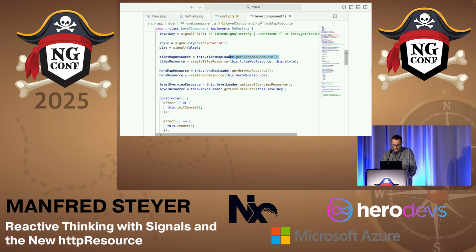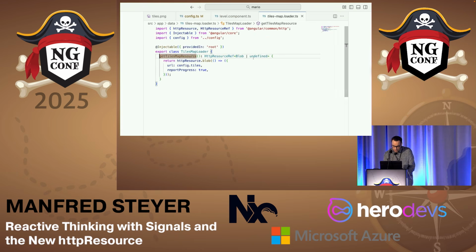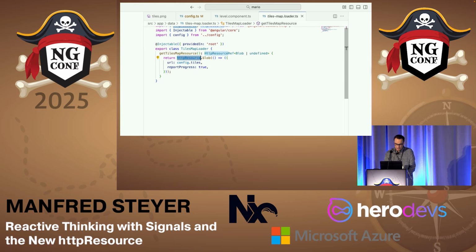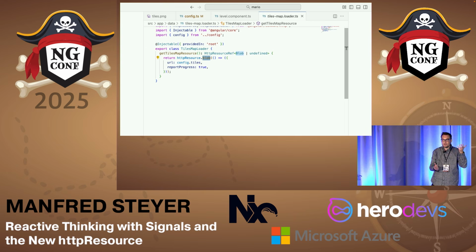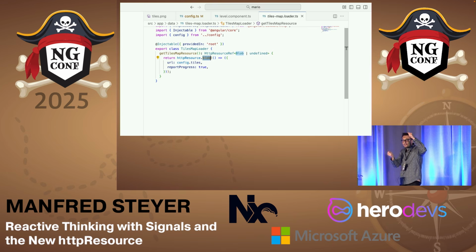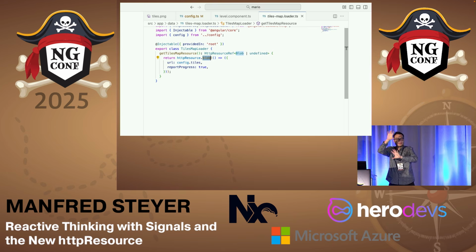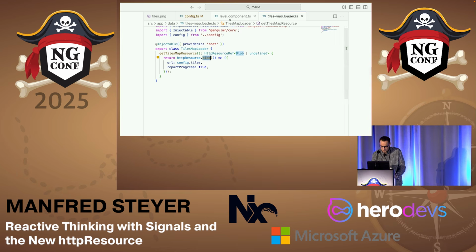So there I have here my method that is loading the tiles map, this huge tiles map. And this method is delegating to an HTTP resource. If we look in there, it's just calling HTTP resource, and here .blob. Usually you don't call .blob because most of the times you just load a bunch of JSON. However, here I want to get the blob of my tiles map in order to play around with it, to cut out pictures and so on.